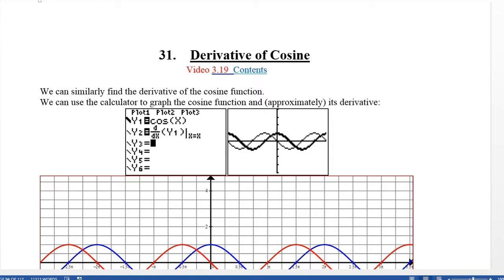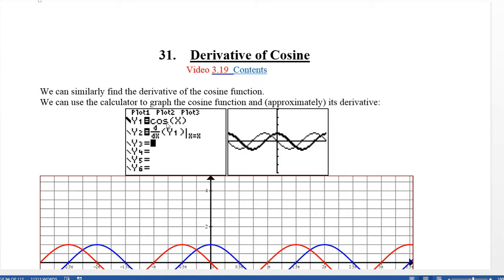We're going to be looking at the derivative of cosine function today. We're going to do this in a way similar to the way we did the derivative of sine. Very similarly, first thing we're going to do is look at the cosine function and then just graph its derivative on the calculator, at least graph a symmetric difference quotient, by putting y1 equals cosine of x, y2 equals the derivative of y1 with respect to x.